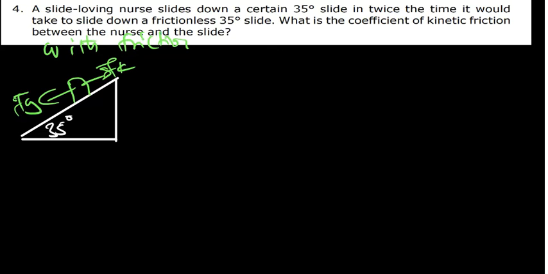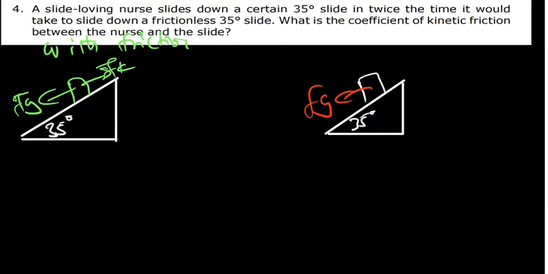But there is another one which is happening here without friction. You can put it here. The angle is the same, 35 degrees. Here is our object, but there is no friction, meaning that there is only FG which is pushing an object down. So we're going to say this is with friction.